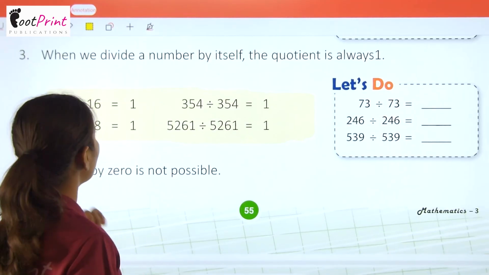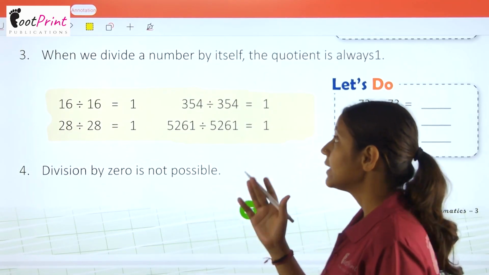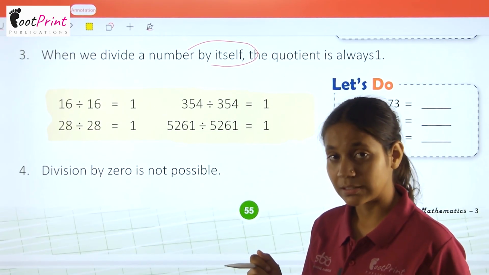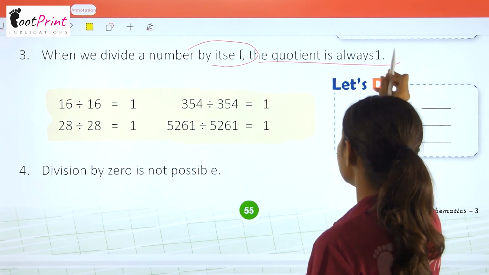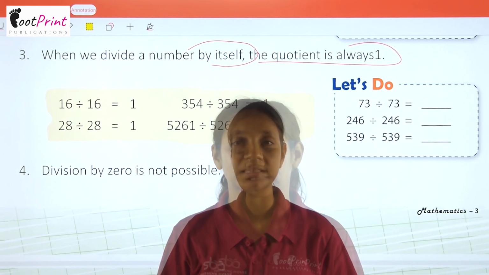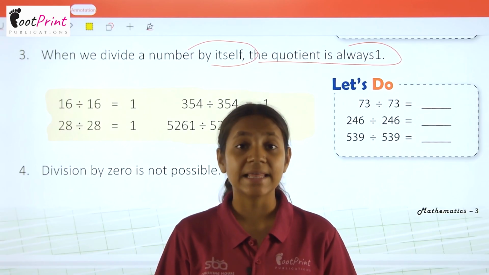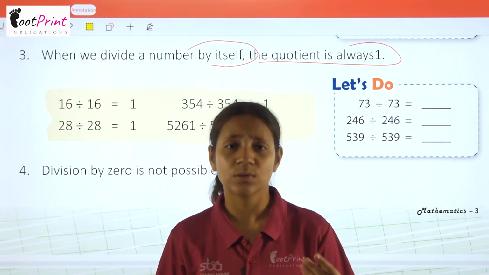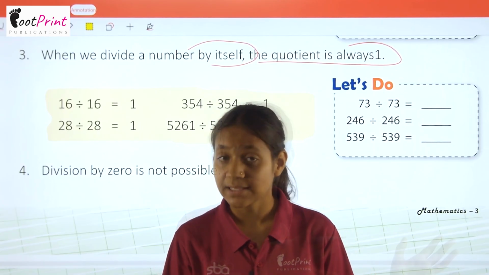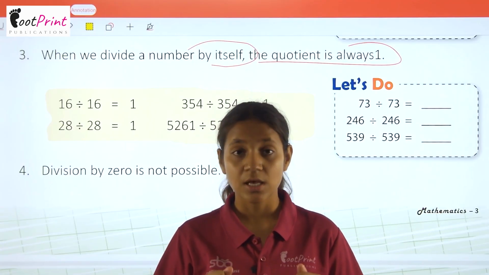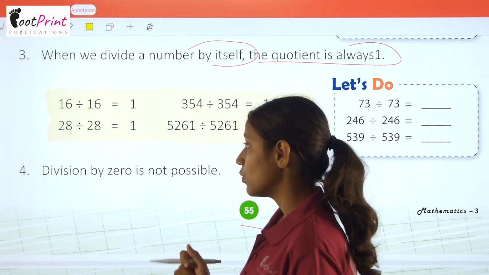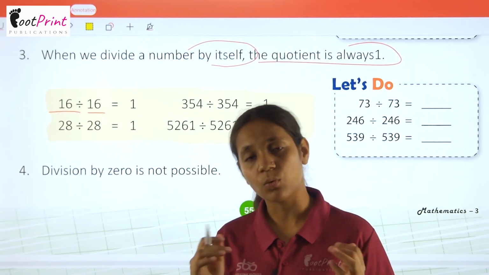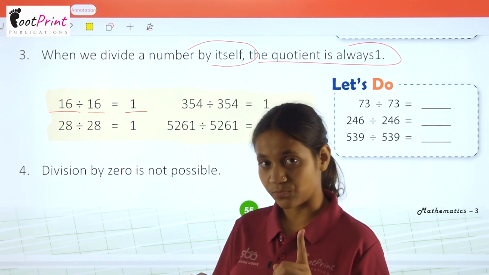Now the third property says when we divide a number by itself, that means here dividend and divisor are equal, the quotient is always 1. We can understand this more easily. If I have 5 toffees and 5 children, 5 groups as well, I can give only one to each. If I have 10 students and 10 toffees, I can give only one to each. So when dividend and divisor, that means the stock and the groups, are the same, the answer will be 1. Each group will get 1 only.